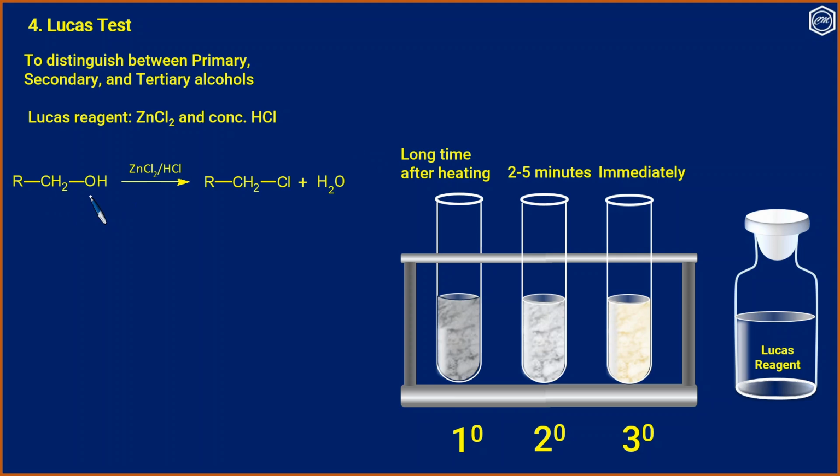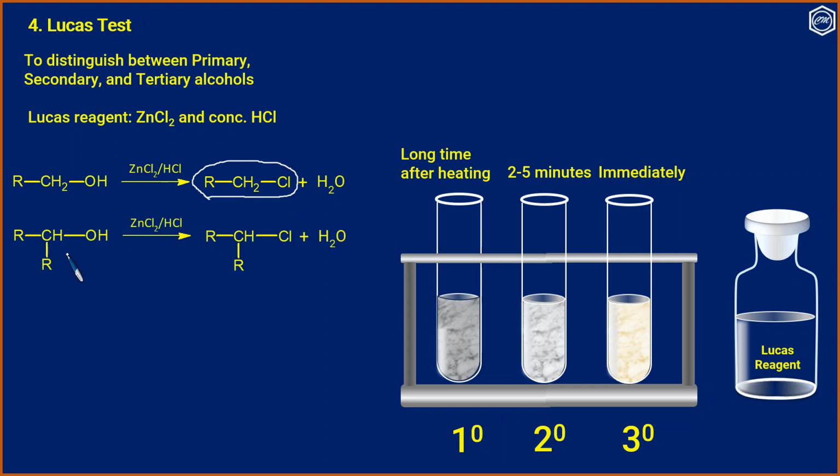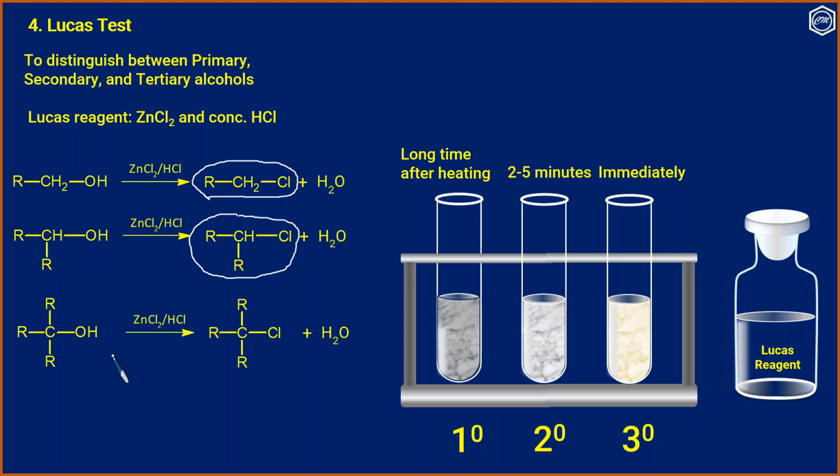So a primary alcohol reacts with zinc chloride and HCl. Zinc chloride and HCl is the Lucas reagent. We get a primary alkyl halide. The reaction is very slow. A secondary alcohol reacts with the zinc chloride giving a secondary alkyl halide, and the reaction is much faster compared to the first one. And a tertiary alcohol reacts with the zinc chloride, and a tertiary alkyl halide is formed.